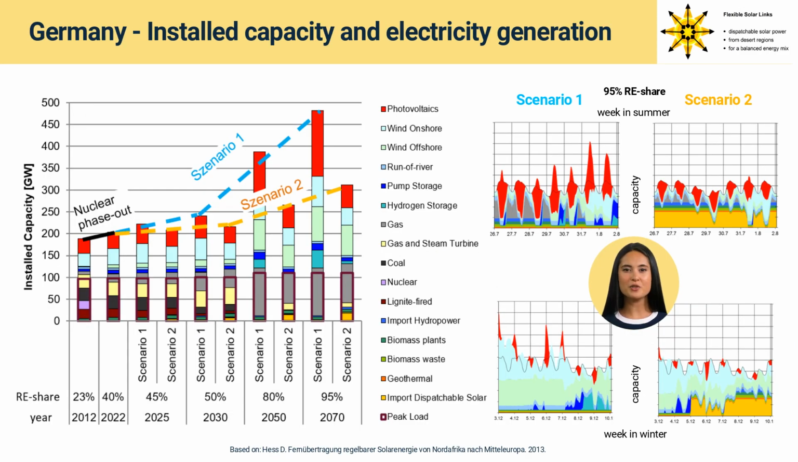Having a more detailed look on one country in the EMENA region, we show Germany with its installed capacity and electricity generation in two scenarios with the same renewable energy share. In scenario 1, we use only domestic renewable energies, predominantly wind offshore, wind onshore and photovoltaics, as well as hydrogen and pumped storage. In scenario 2, we add to the domestic renewable energies a transfer of dispatchable solar power from North Africa as a supplemental component with around 10% of total installed capacity.